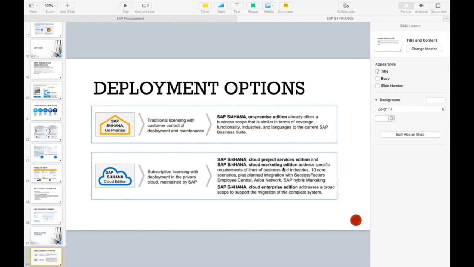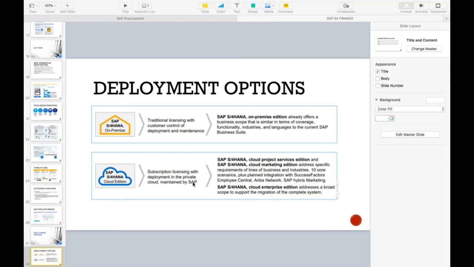If you go to Marketing Edition, it will be more of SD, CRM, Hybris. Those modules will be provided in Cloud Marketing Edition. But if you go for Cloud Enterprise Edition, it will include all the modules. So definitely the cost of Cloud Enterprise Edition will be much more compared to the Project Services and Marketing Editions. And that is the reason SAP is selling these, because customers who don't want the complete package can at least go with this, and SAP can convert them into clients rather than giving just one option, which, if it is too costly for others, they will not be able to enjoy SAP S/4HANA.